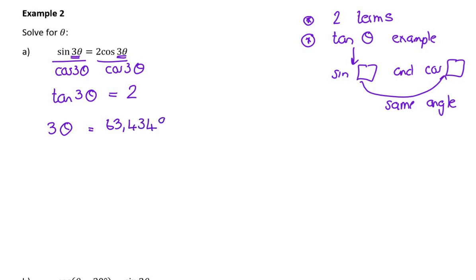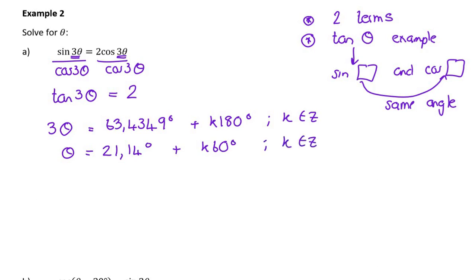So shift tan of 2, I get 63,4349 degrees plus 180k, where k is an element of the integers. Then when I divide by 3, which is why I didn't round it off initially, because your rounding can change, I get 21,14 degrees, and everything divides by 3. So this is now k times 60.